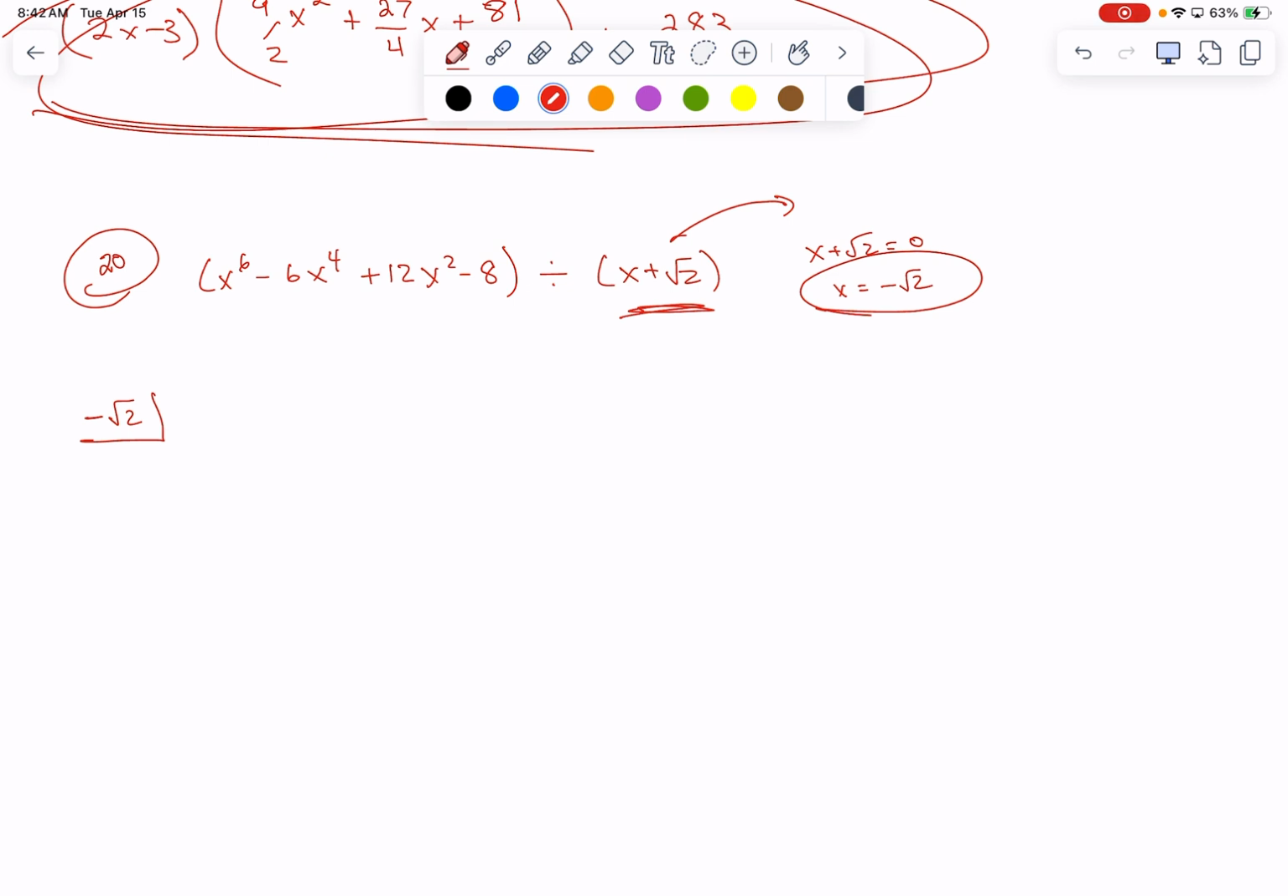All right, what are the coefficients? 1, 0, negative 6, 0, positive 12, sorry, my bad. And then what? 0. Wow, a lot of stuff going on. You ready? This one will be super fun without a calculator. Get ready. Here we go.